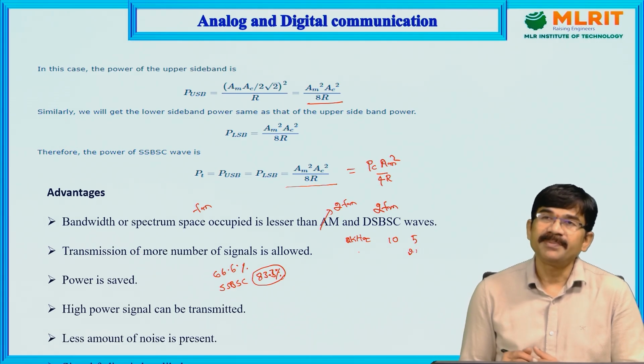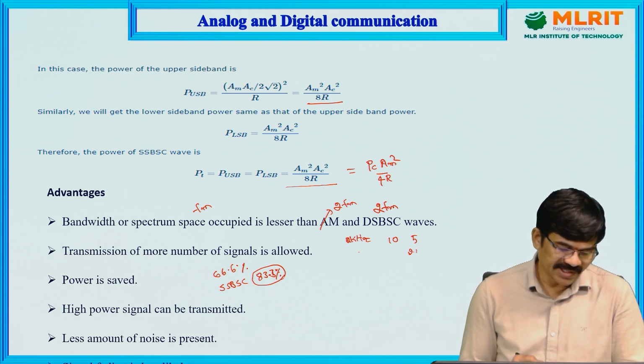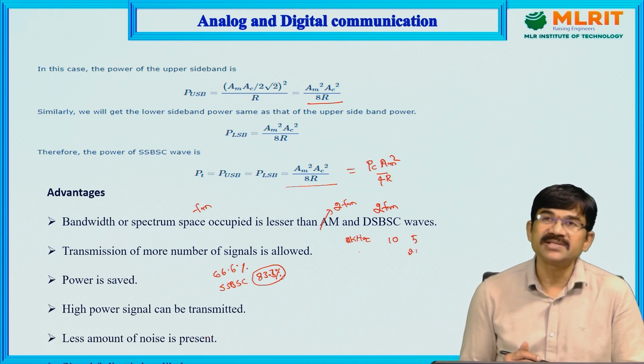So high power means effectively we can transmit the signal for a longer distance without any degradation. If there is any deviation in the signal, we can still extract it at the receiver side. Less amount of noise is present. As the signal strength is good, even though noise is there, it cannot affect the original information signal.